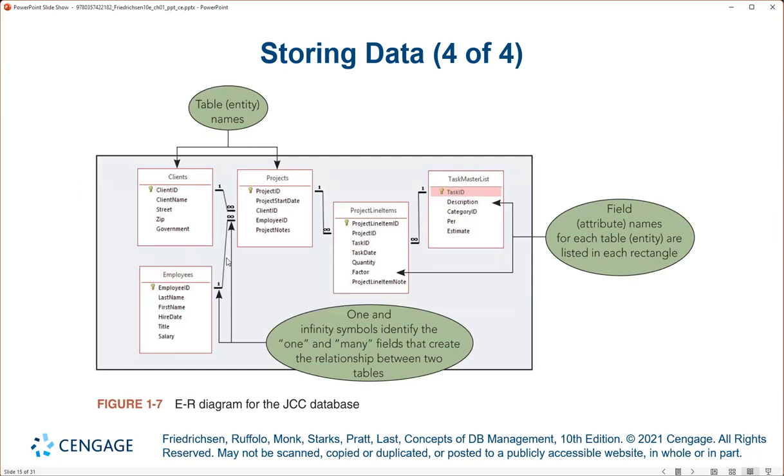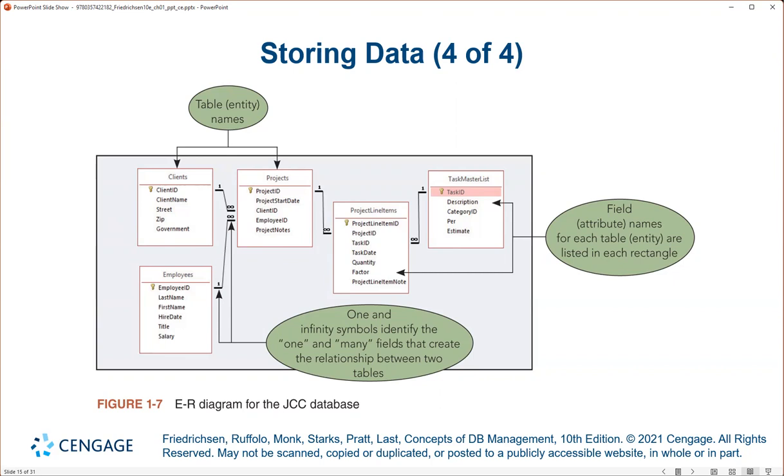Right here, we have our ERD for our JC Consulting Company. We can see our different tables: our clients entity, our projects entity, project line items, task master list, and employees entity. These are all the different tables that we have. Underneath the table name, underneath each entity, are the different attributes, or fields, or columns, whichever you want to call them. These are the characteristics of each of those entities.